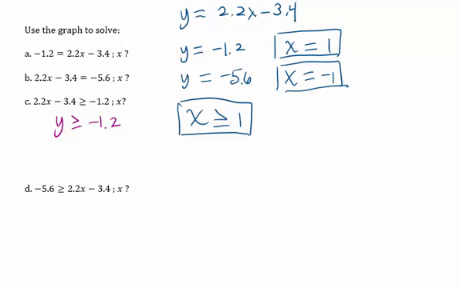And part D, it asks us when negative 5.6 is greater than or equal to 2.2x minus 3.4. And so that's also saying that negative 5.6 is greater than or equal to y. If I flip this around, just think of flipping the entire statement around, so y is on the left, y is less than or equal to negative 5.6 is another way of writing this.